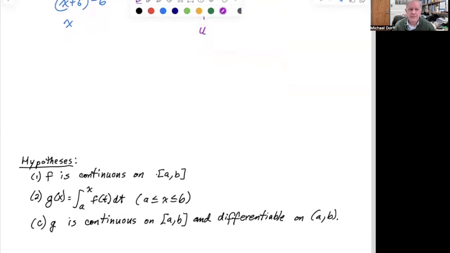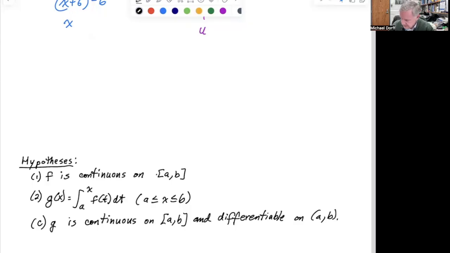So here are the hypotheses of the fundamental theorem of calculus. I have a function f that is continuous on [a, b]. Next, I have this function g of x, which equals this integral from a to x of f of t dt. Let's talk about what g is.